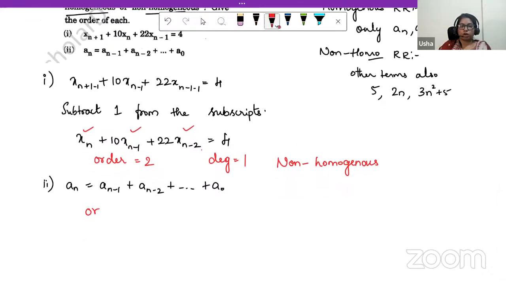So this first one is non-homogeneous because it has 4. Understood, Nisha? Now order. Whenever a recurrence relation is dependent on all its preceding terms, order is not defined. Why? Because from n minus 1, n minus 2 up to a naught is there. Therefore, order is not defined. Make a note of this. Degree here: there is no product and no power given explicitly, so degree is 1.